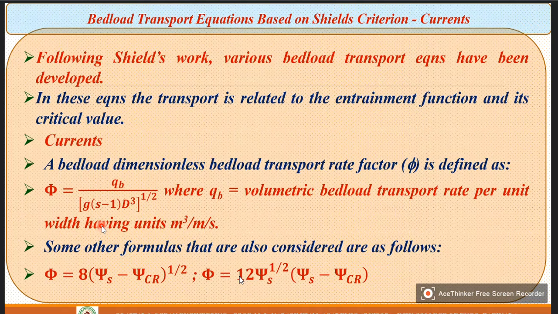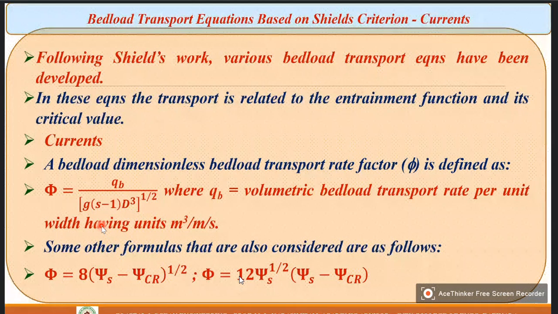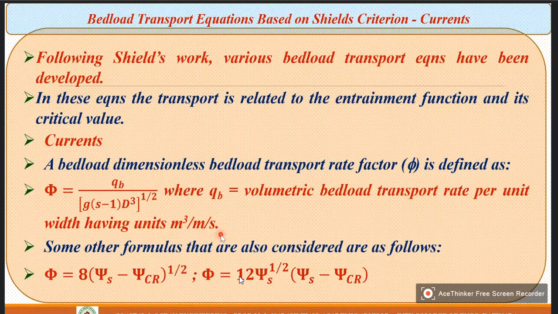So the bed load dimensionless parameter, the bed load transport rate, is defined as phi equal to QB divided by the square root of G (S minus 1) d cubed. Here QB is the volumetric bed load transport rate per unit width, having units of meter cube per meter per second.